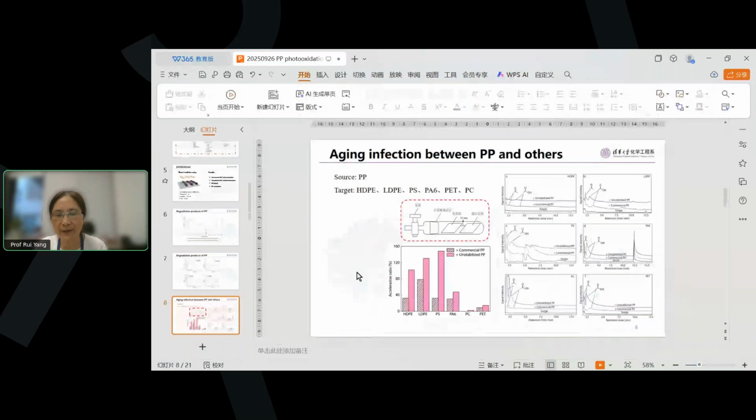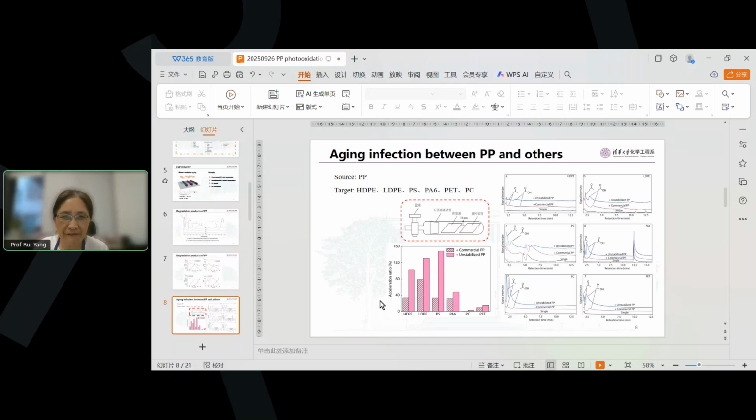Then we use pyrolysis GC-MS to study the interaction between PP and other polymers. We use this kind of tubes. We put the PP here, and we put another plastic film here. So when these two films are enclosed in this tube together, the aging of PP will influence the aging of other material. We use target materials as HDPE, LDPE, PS, PA6, PET, and PC.